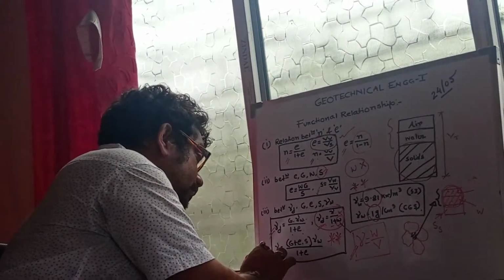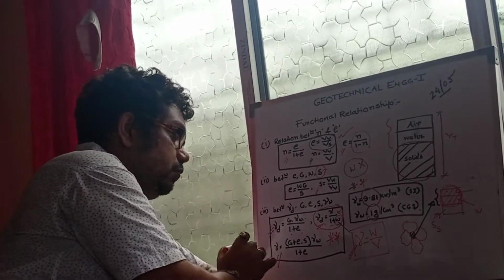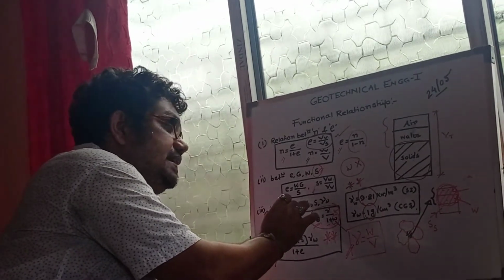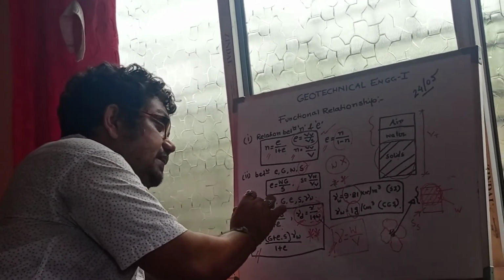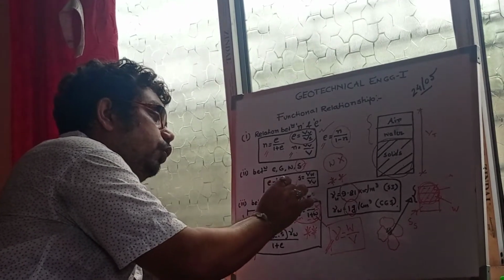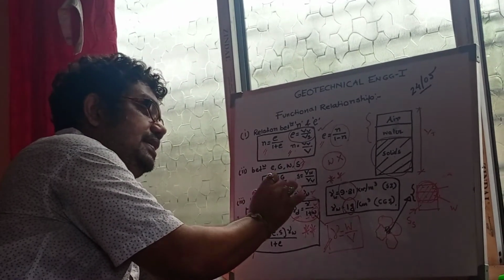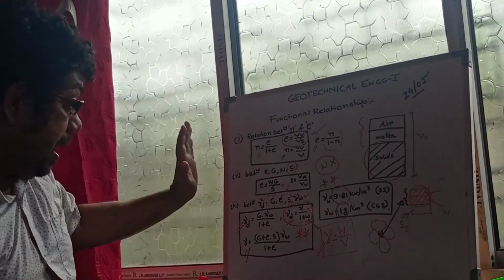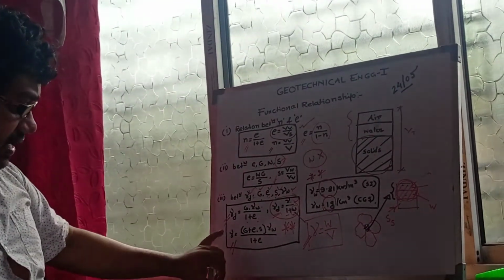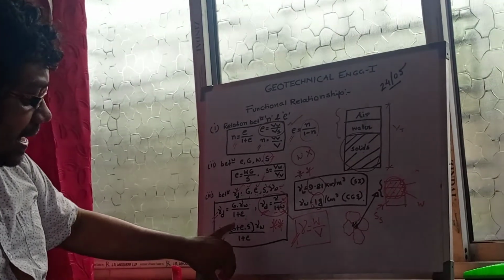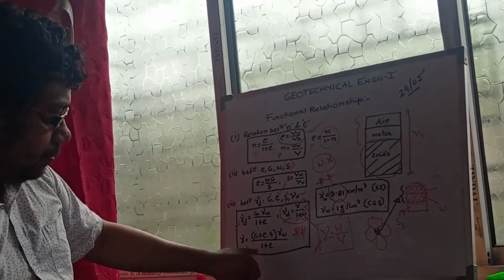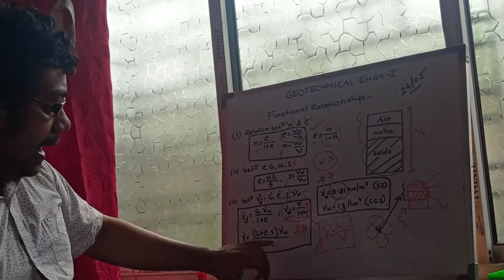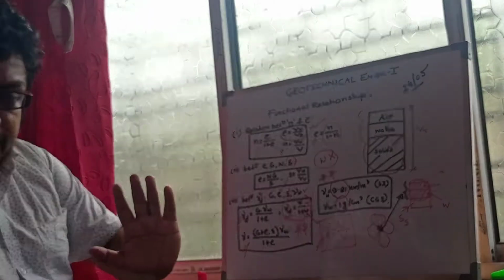And next, you are asked to find out gamma. You can say gamma, gamma d, G, e, S, gamma w. These 5 parameters have a relationship among them. Then the formula is gamma equal to (G plus e into S) into gamma w divided by 1 plus e. And you are already familiar with all the terms.